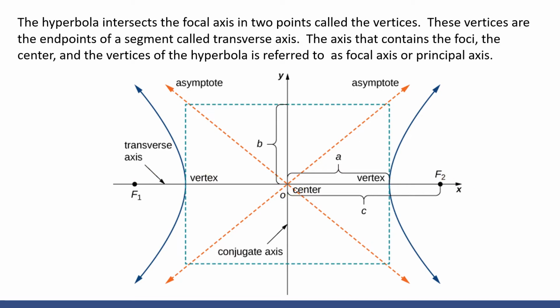The hyperbola intersects the focal axis in 2 points called the vertices. Here is our vertex 1 and vertex 2. These vertices are the endpoints of a segment called transverse axis. Ibig sabihin, itong segment na to, okay? So these two vertices, yun yung endpoints of the transverse axis. And the axis that contains the foci, focus 1 and focus 2, the center, here is the center, and the vertices, vertex 1 and vertex 2 of the hyperbola is referred to as focal axis or principal axis. For some, ito yung tinatawag nilang major axis.